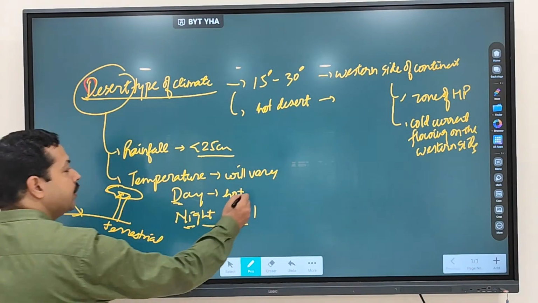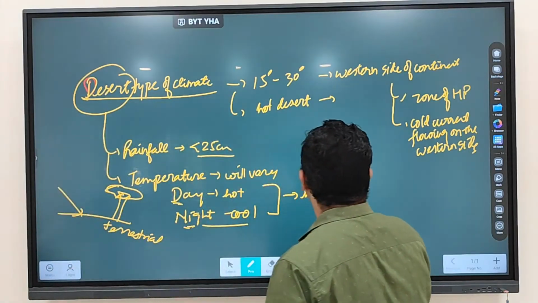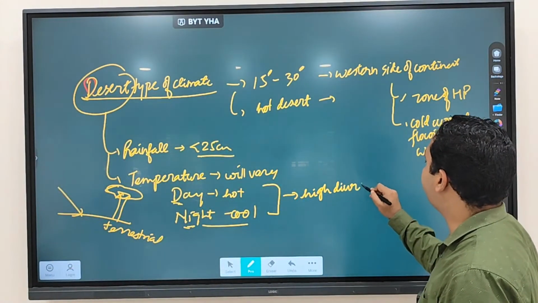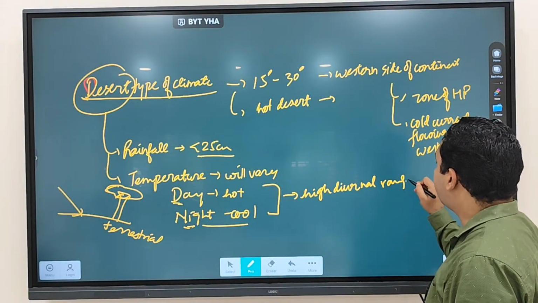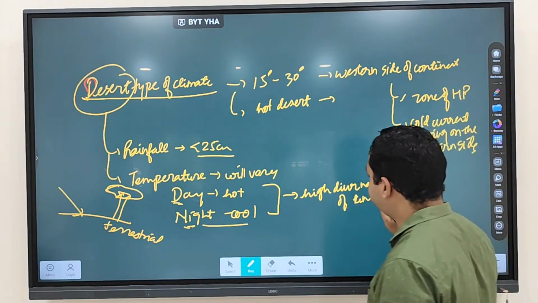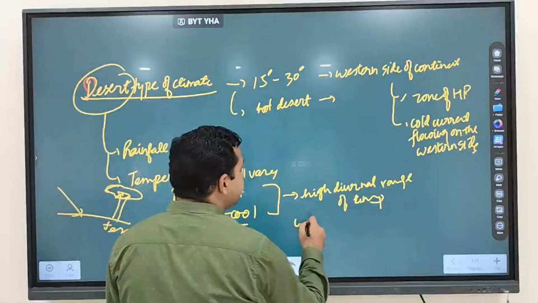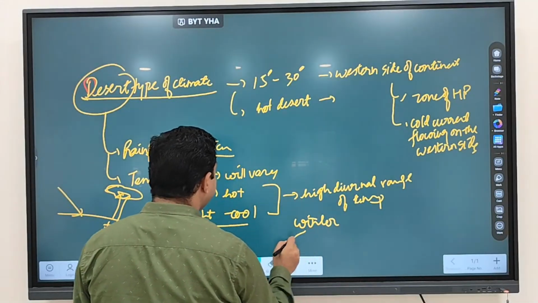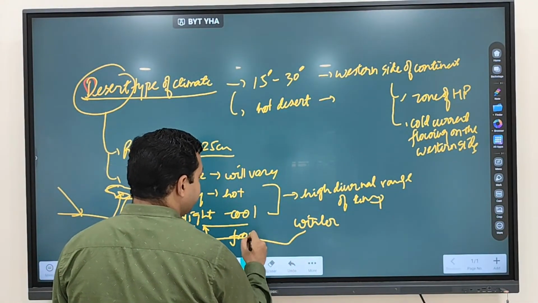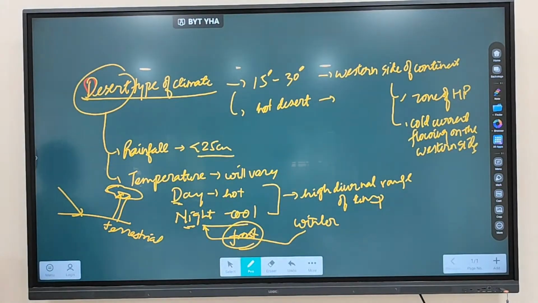So this leads to high diurnal range of temperature. Clear? During winter season, you might also see development of frost in the night in this particular region. Fine.